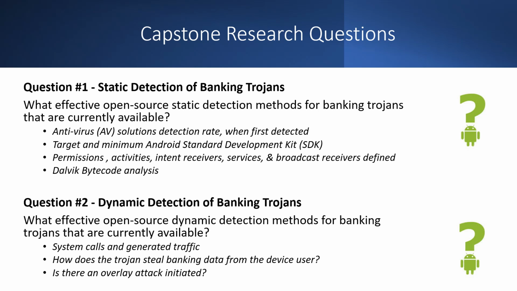For dynamic detection of banking Trojans, what effective open source dynamic detection methods for banking Trojans are currently available? Factors would include system calls and generated network traffic. How does the Trojan steal banking data from the device user? And is there an overlay attack initiated?